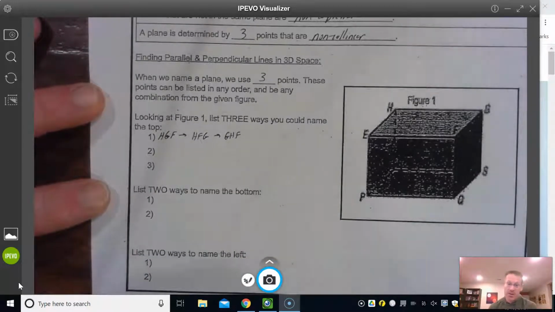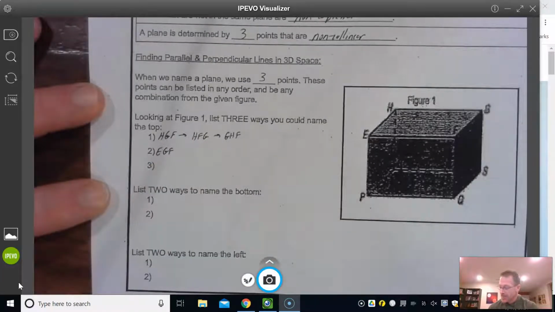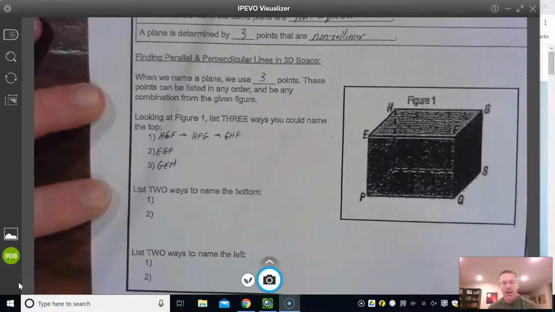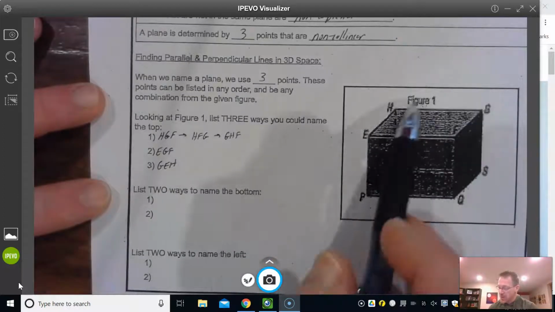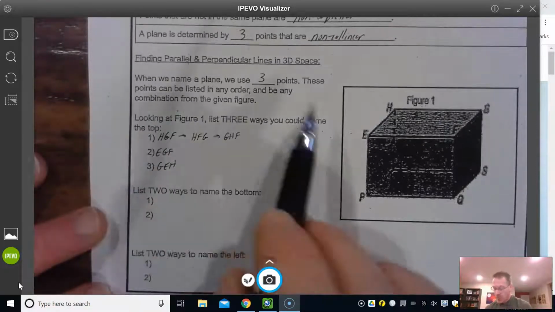But I could have picked another set of 3 points. So I could have said EGF, and once again, you can see there's a lot of combinations with that. I could have said GEH. And so you can see that just from the top of this plane, there's multiple ways to name that particular plane. So understand that there's not one particular answer with some of these questions. If you're checking your answers or you're responding, notice that there are multiple answers. So I wanted to go through that with you real quick.